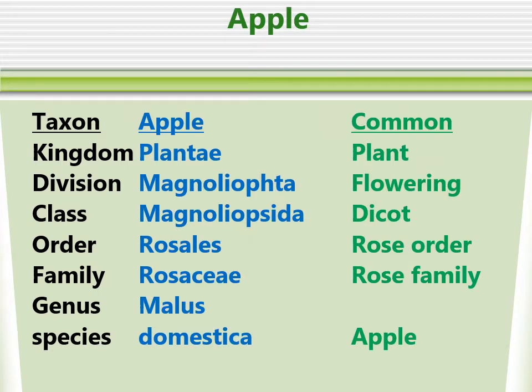So looking at apples specifically, we can see, okay, so it's a plant. It's in Magnoliopta, which means it's a flowering plant. It's Magnoliopsida, which means it's a dicot. We're going to go into some of these things as we go through. And it's in the rose family, as I mentioned, and of course, it's an apple.